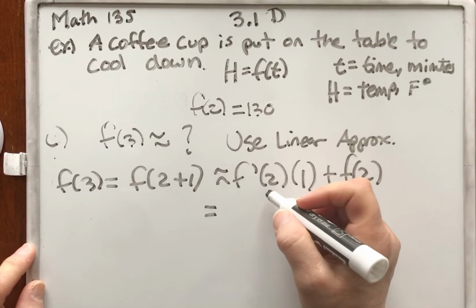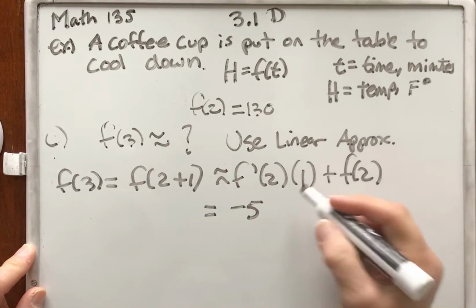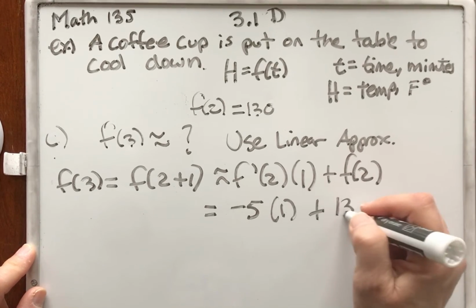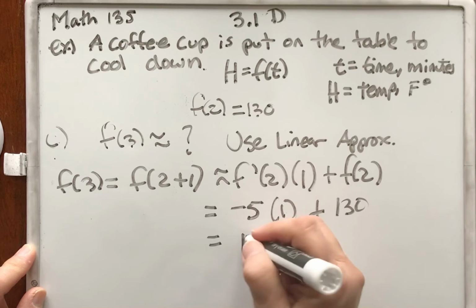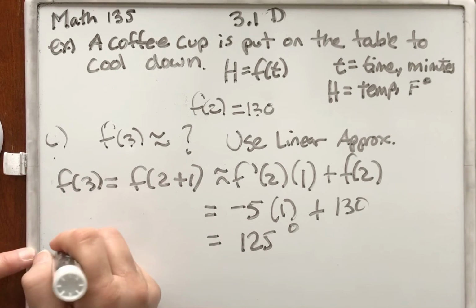F prime of 2, we said was -5, times 1, and f of 2 we said was 130. All right, so that's going to equal 125 degrees. All right, let's do another one.